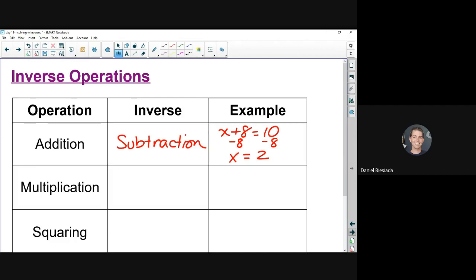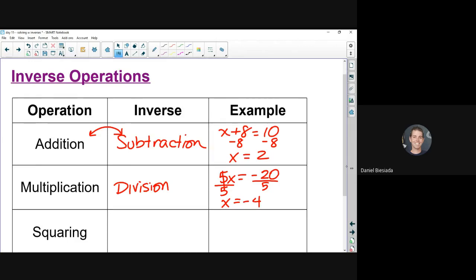Now this goes in the reverse direction as well. If subtraction is the inverse of addition, then addition is the inverse of subtraction. These things are reversible. So if we look at multiplication, of course the inverse of multiplication would be division. And what that means is if I see multiplication in an equation, for example, 5x equals negative 20, x is being multiplied by 5, and the opposite of multiplying by 5 is dividing by 5. That allows me to cancel out the 5, leaving me with x equals negative 4.